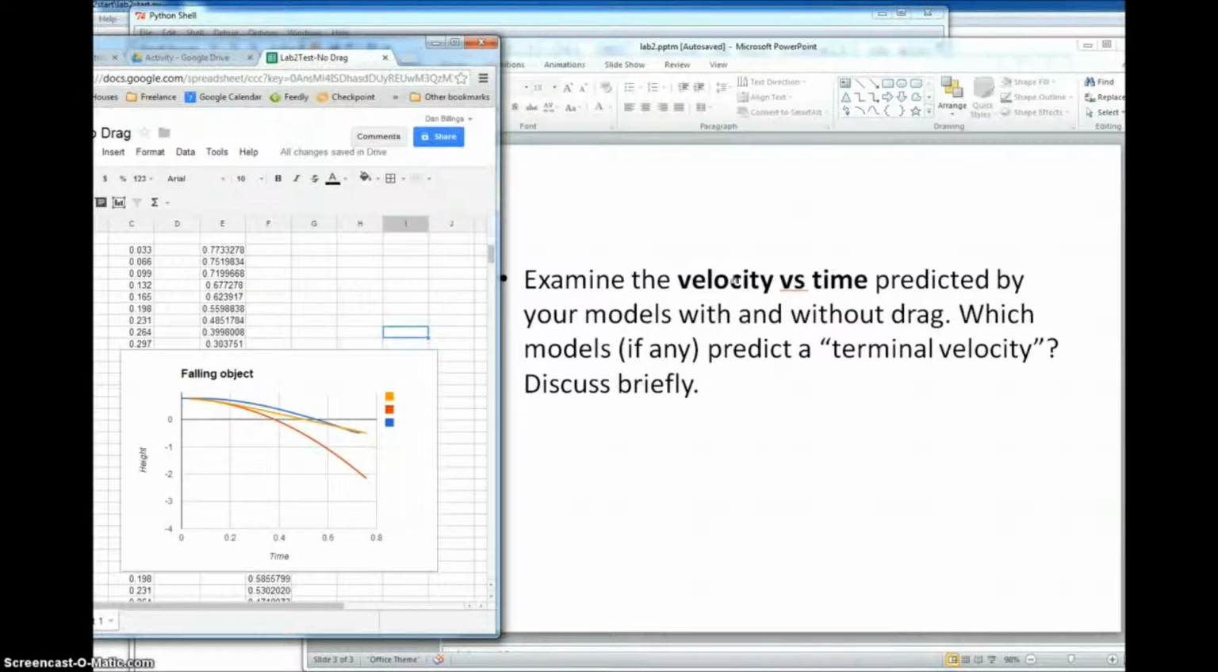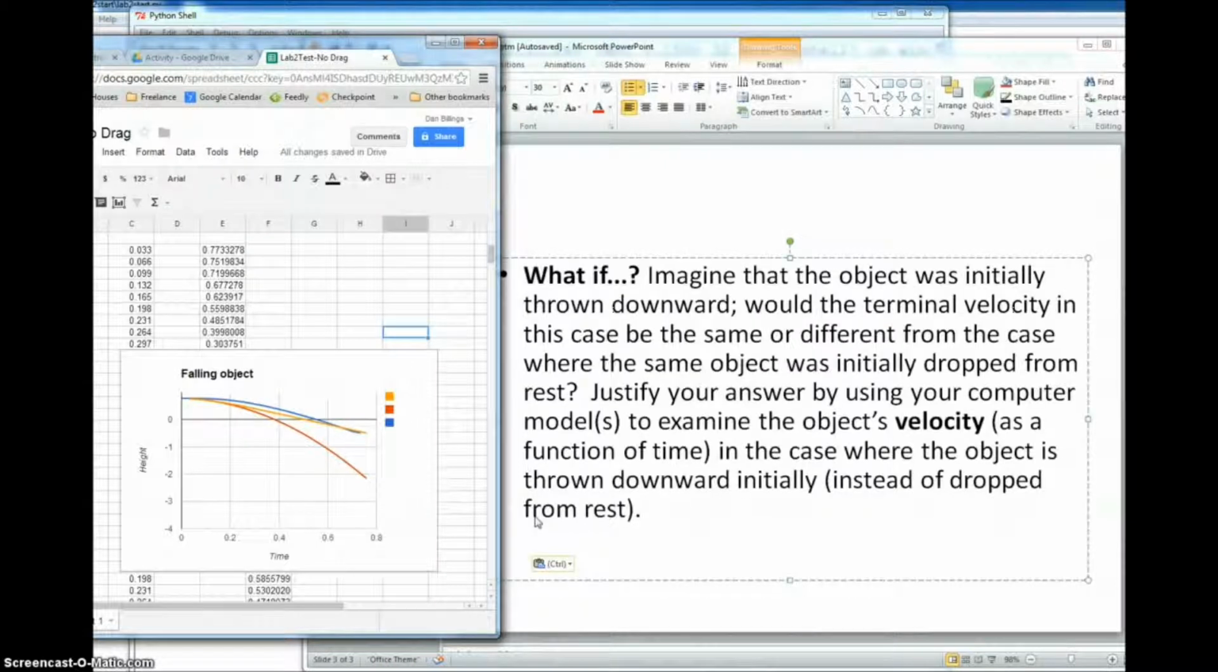Terminal velocity would be the maximum velocity that the object would fall, so it would be when the object has hit constant velocity. In the blue, the yellow, and the red models, it appears like the graph becomes linear. The blue only bumps when the hat hits the ground, but imagine that the object was initially thrown downward. I believe the terminal velocity would be the same.